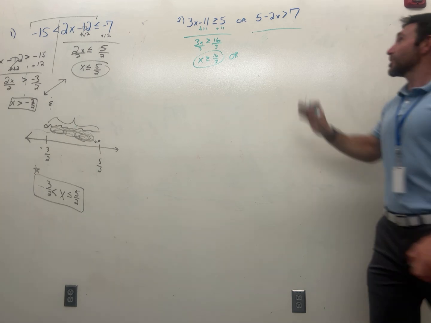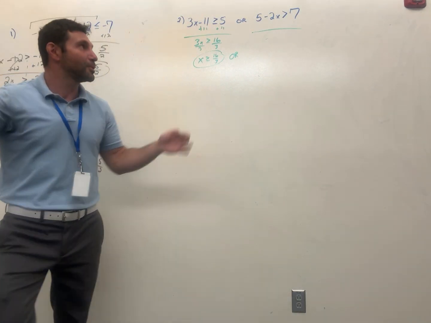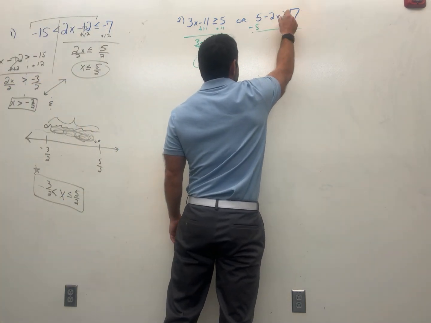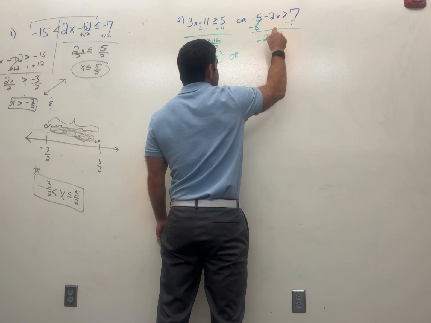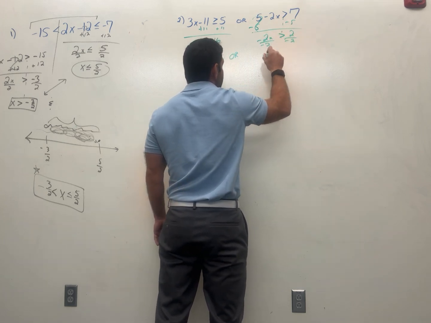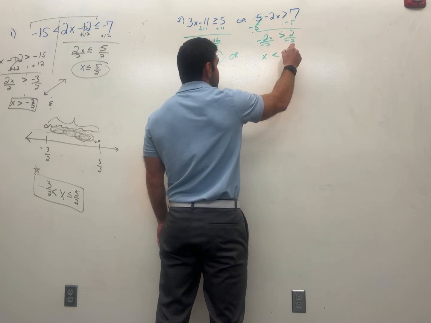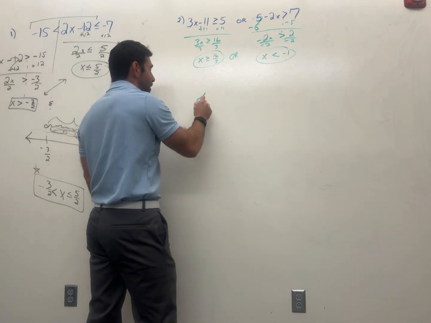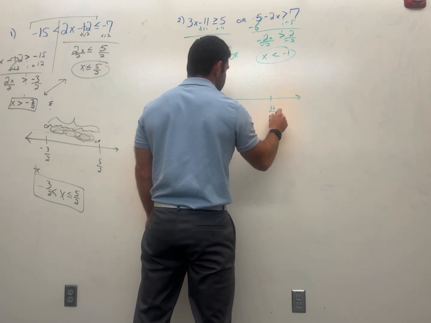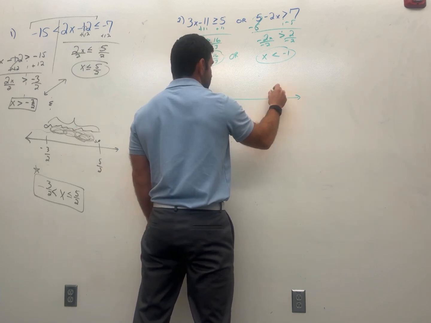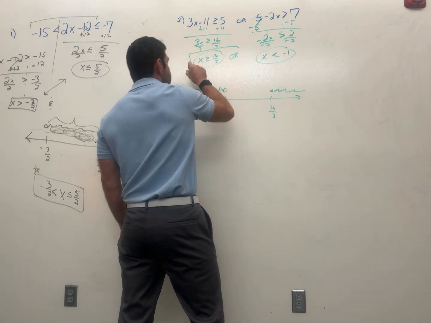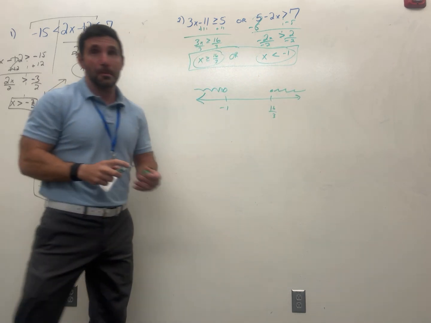Try again. So we're not going to add 2. That's an x. So why would we do that? We're going to subtract 5 from both sides. So we have to combine constants. That leaves me negative 2x is greater than 2. Divide by negative 2. That flips the inequality sign. Gives me negative 1. So now when I graph, I've got negative 1. I've got 16 thirds. Closed circle going this way. Open circle going this way. This is an answer.